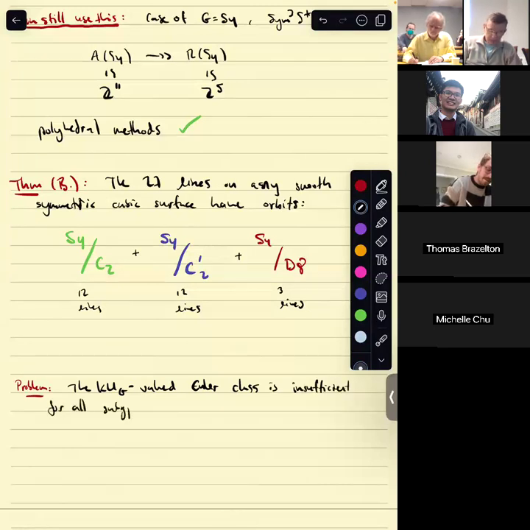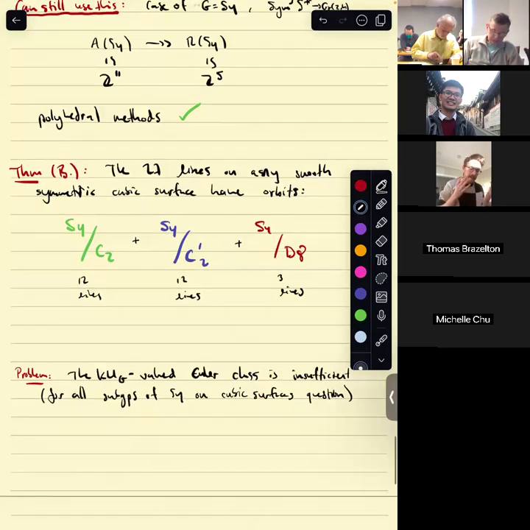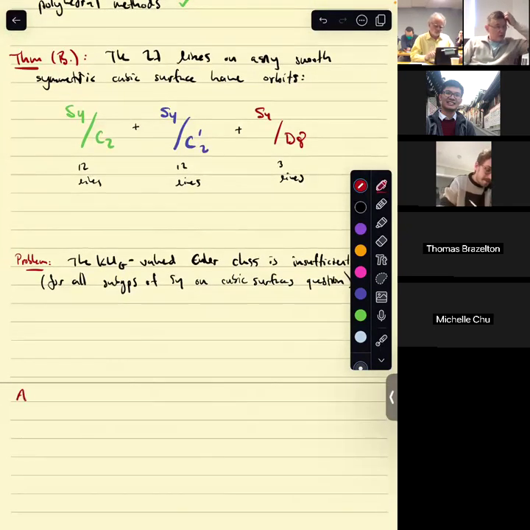It's insufficient for all subgroups of S4 on the cubic surfaces question. And it's insufficient if I want to make a broader theory of equivariant enumerative geometry. It simply won't work. In 3 of the 11 subgroups of S4, you see that these polyhedral methods don't give you a well-defined solution. I've got multiple non-isomorphic S4 sets where their permutation representations are isomorphic, and this is a dead end.